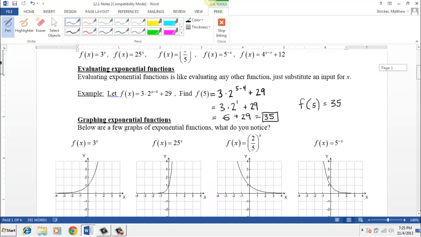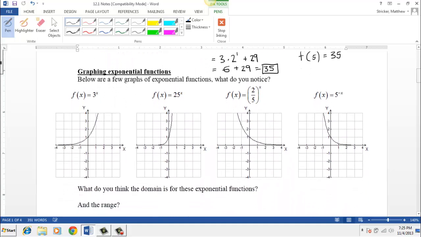I also have some examples here of some different graphs of exponential functions. I want you to take a moment and look at these 4 graphs that represent these 4 different functions outlined above the graphs, and compare and contrast them. What do you notice that's the same? What do you notice that's different? Go ahead and think about that for a moment.